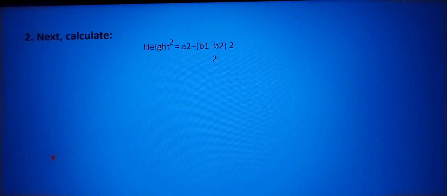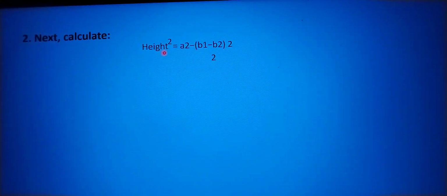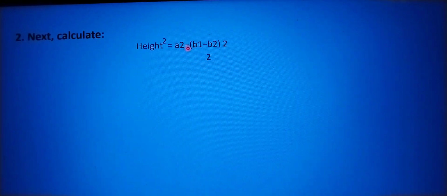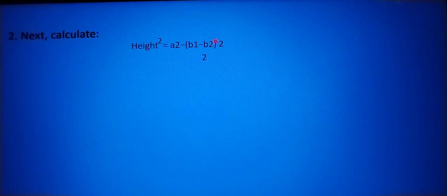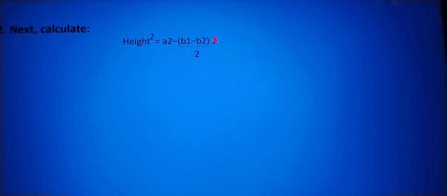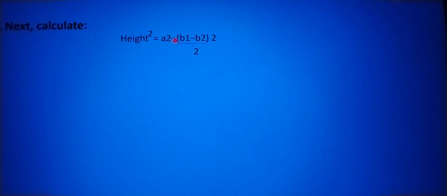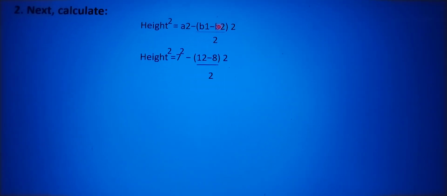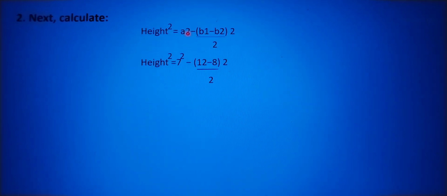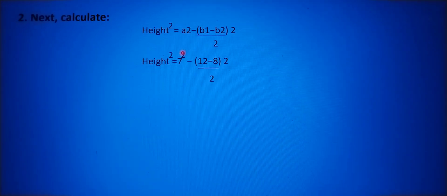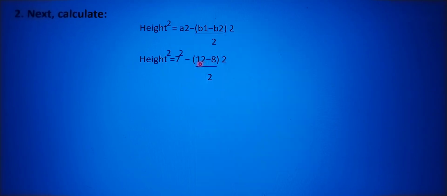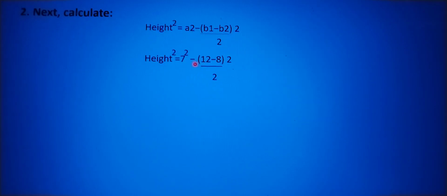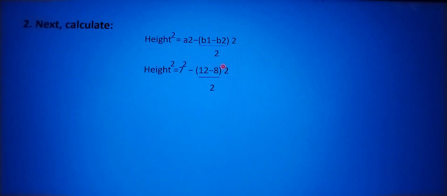Next, we're going to calculate h squared, which is equal to a squared minus, in the bracket, (b1 minus b2), close the bracket, divided by 2, all squared. This 2 only applies to the ones in the bracket, which are b1 and b2, which means base 1 and base 2. So h squared is equal to, we already stated that a is equal to 7, so 7 squared, minus the bracket b1, which is substituted by 12, minus b2, which is 8, then divided by 2 and squared.